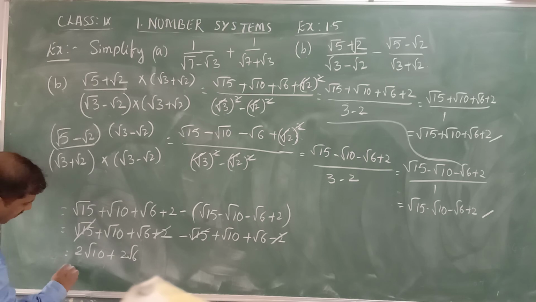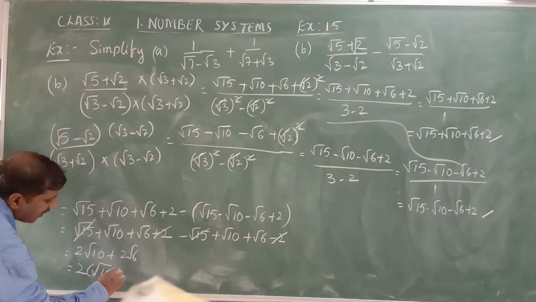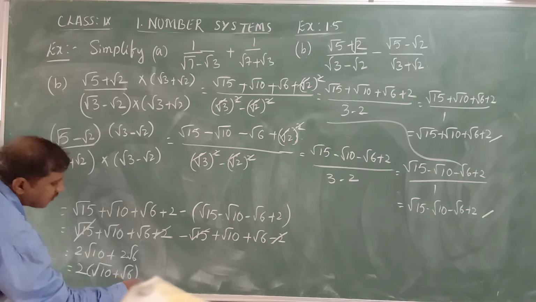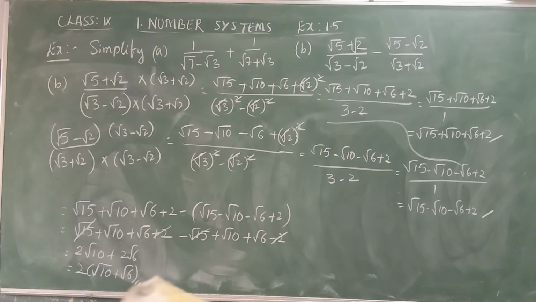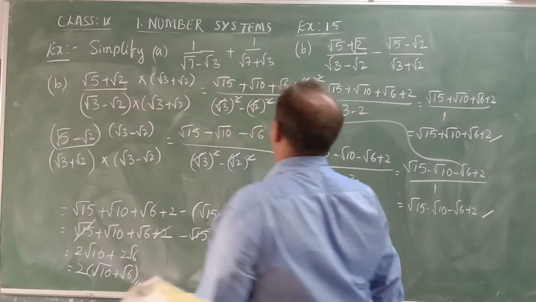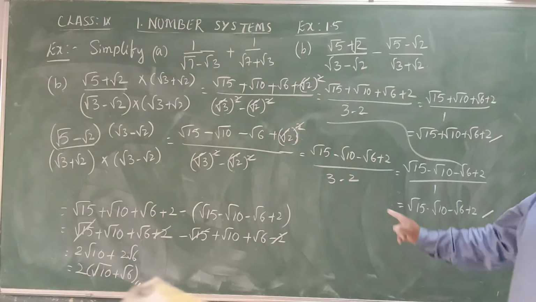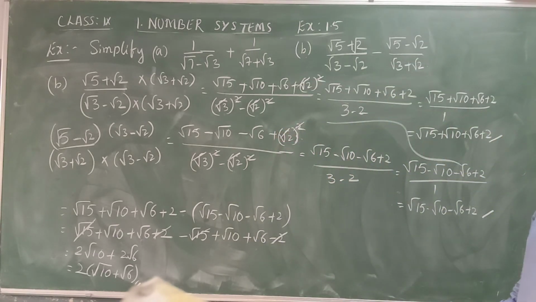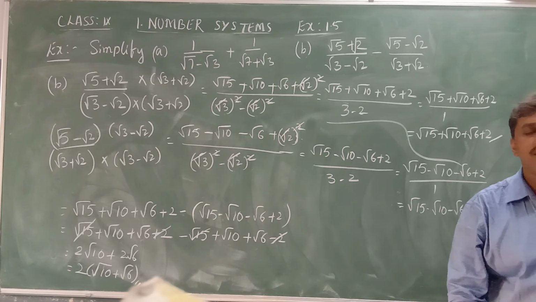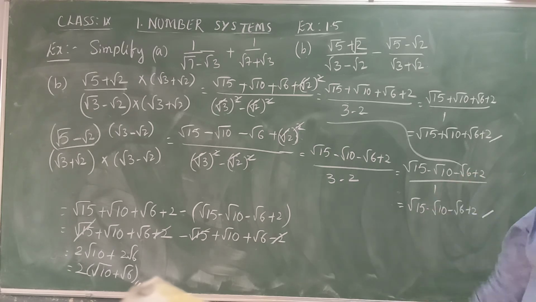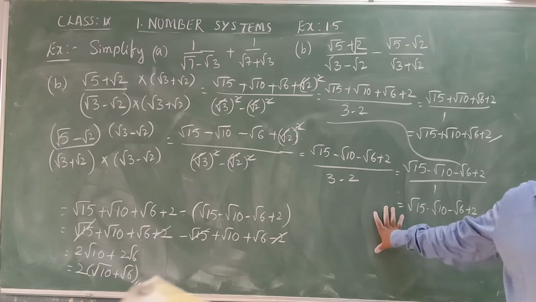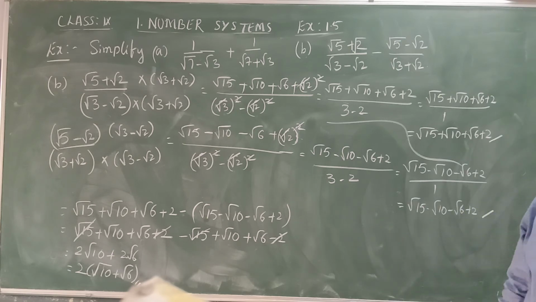So take 2 common, then what we get? 2 into root 10 plus root 6. So this is the simplified form of root 5 plus root 2 divided by root 3 minus root 2, minus root 5 minus root 2 divided by root 3 plus root 2. So we simplify this by using the concept of rationalizing the denominator.